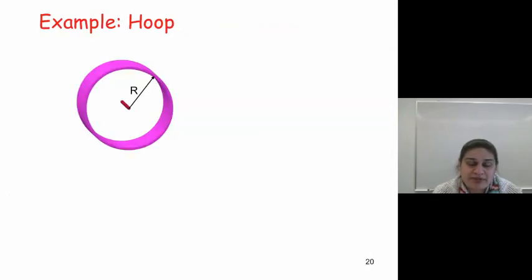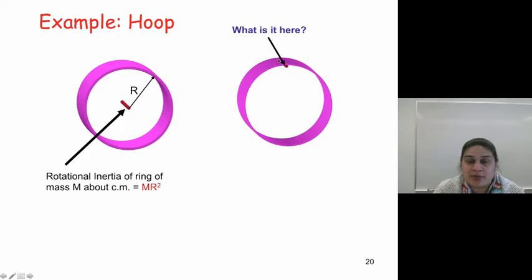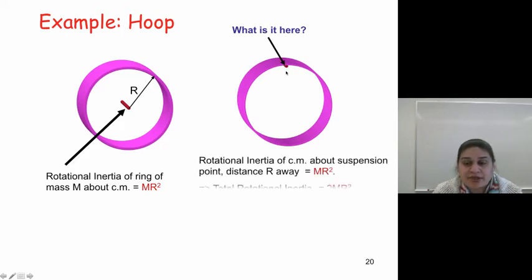So for example, if we were to look at the hoop, we would find the moment of inertia of the center ring about its center of mass to be equal to mr squared. Now if we were to transpose this to where we want the axis of rotation to be here, then the moment of inertia is going to be this moment of inertia mr squared plus mr squared away. So the total inertia is going to be 2mr squared.